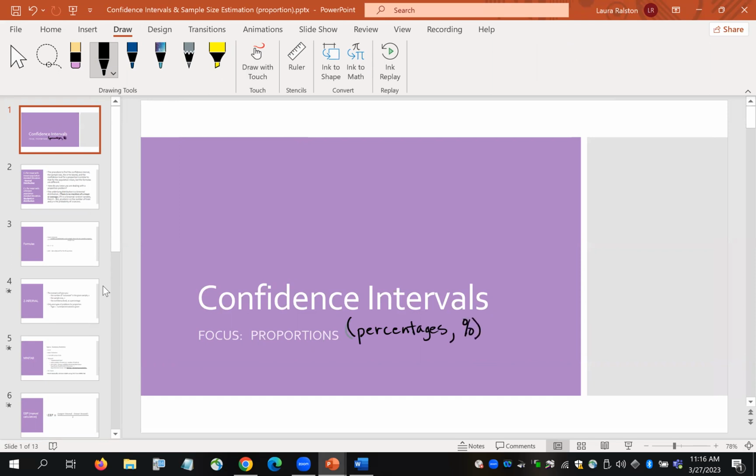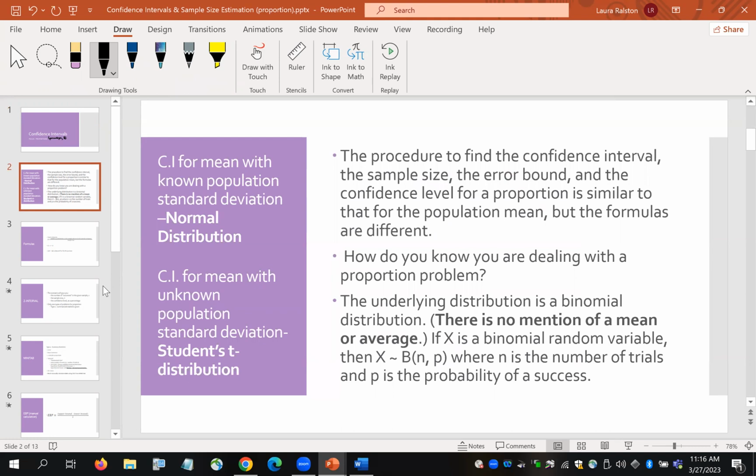So you have to be careful as you're reading the problem, because these problems are going to probably talk about proportion or a percentage as opposed to a mean. But the idea behind them is the same.